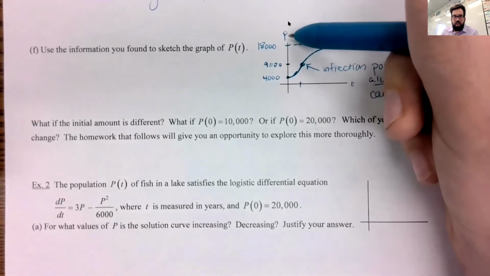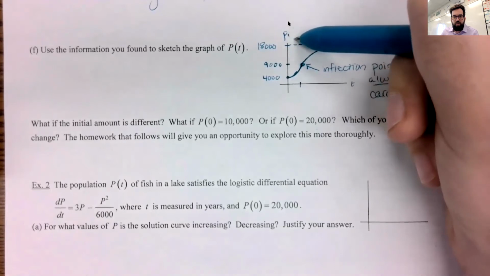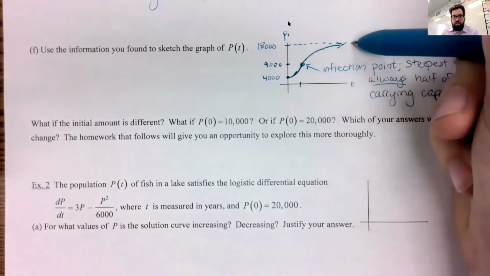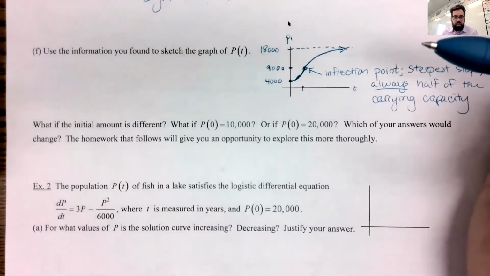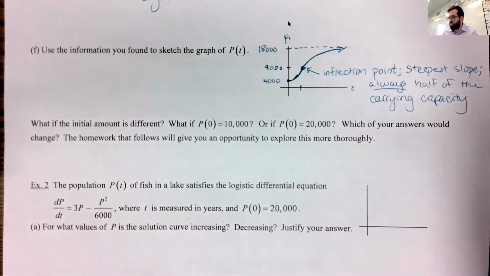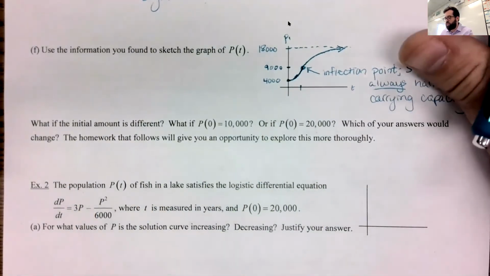That's kind of like if we stocked our lake with too much fish that the lake can't handle all those fish. It doesn't have enough resources. So we're going to be concave up, approaching the carrying capacity from above. All right, so that's kind of what goes on with that. And the homework worksheet will give you an opportunity to explore this more thoroughly.